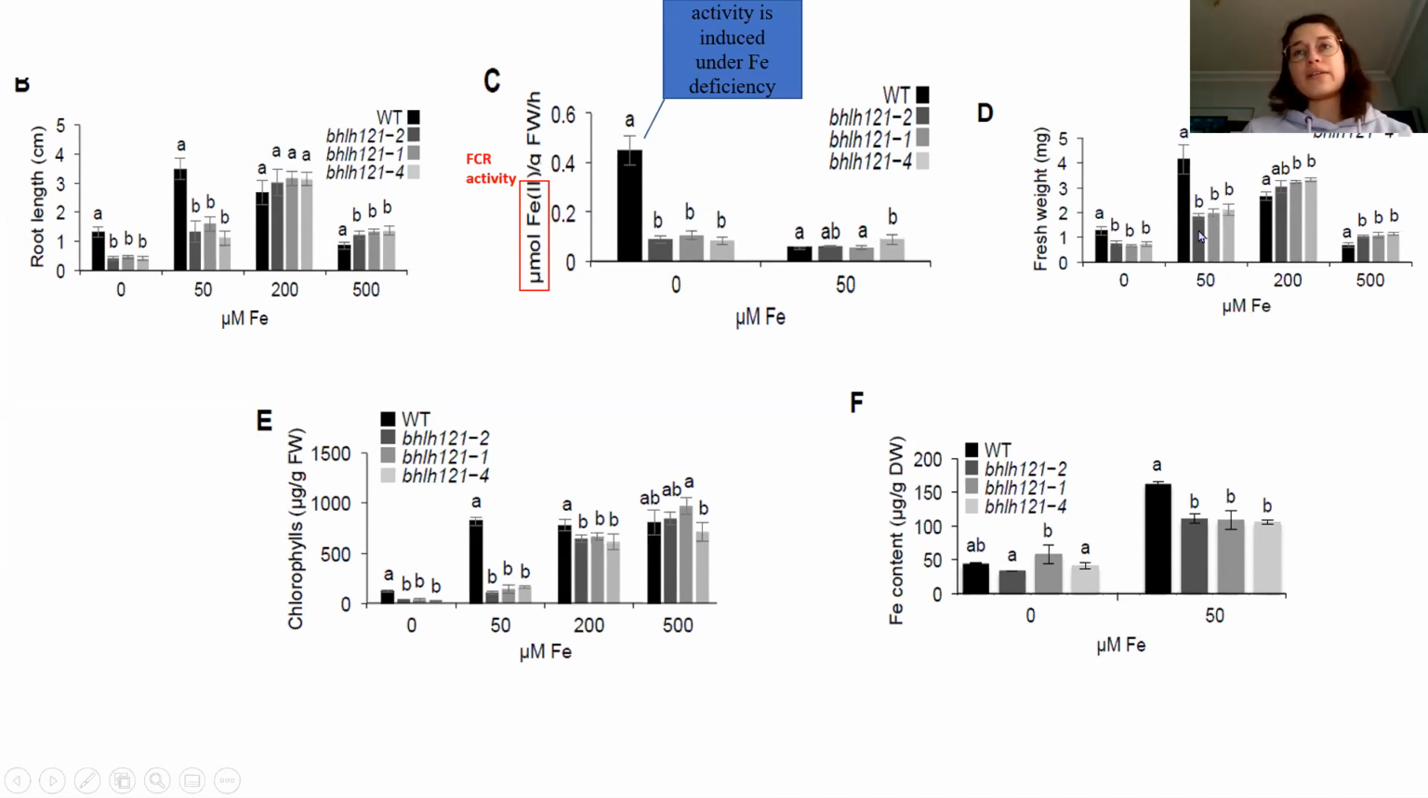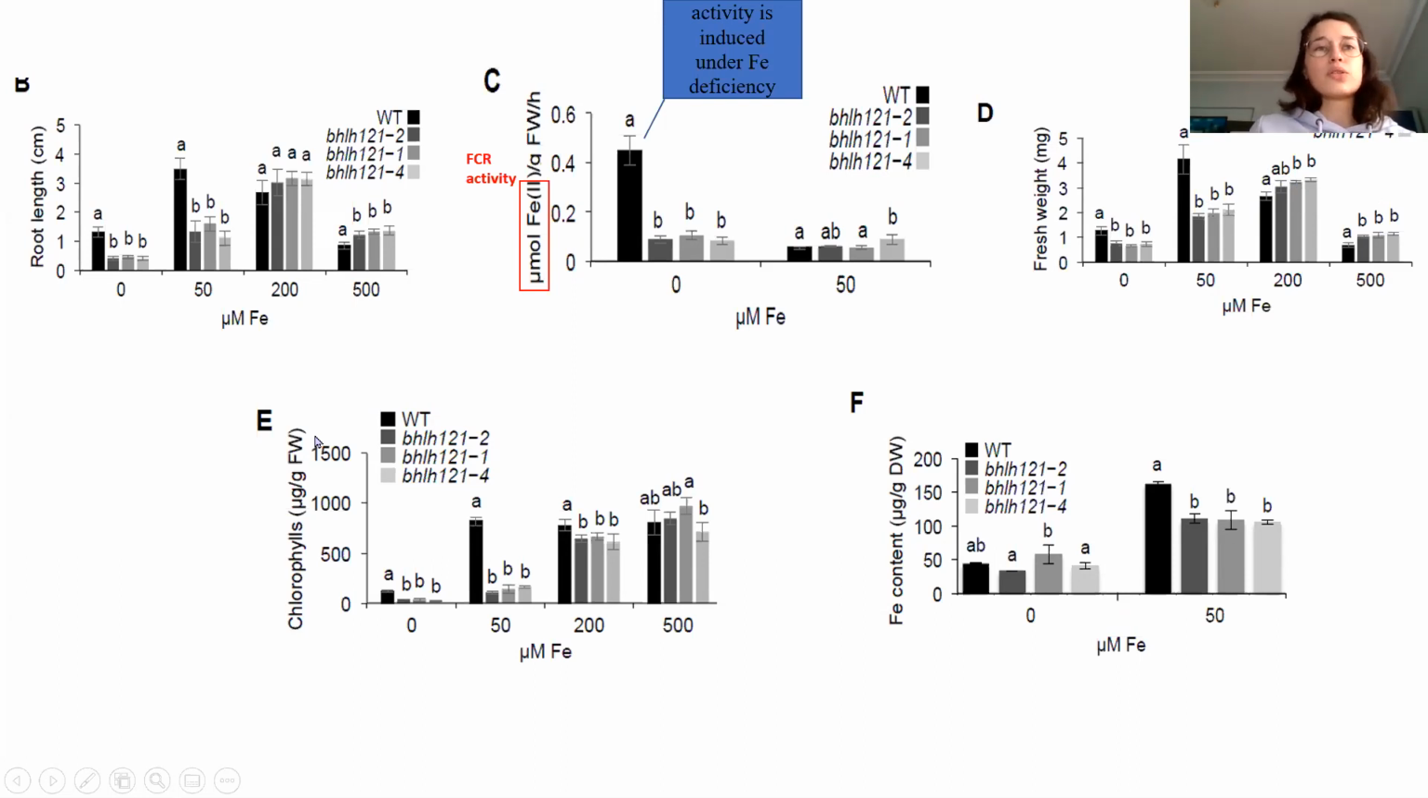However, it's way higher in the control conditions. When we apply mild excess conditions, we see that the fresh weight of wild type and one of the mutants are not that significantly different. However, wild type is lower than the other two. And in excess iron conditions, wild type's fresh weight is lower than the mutants.